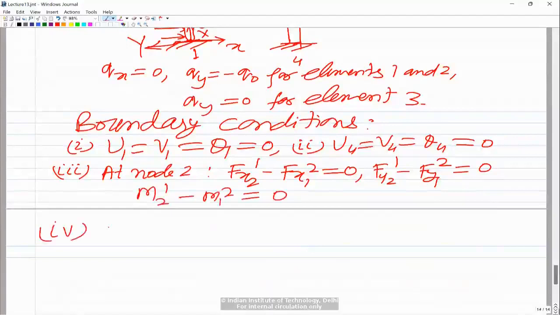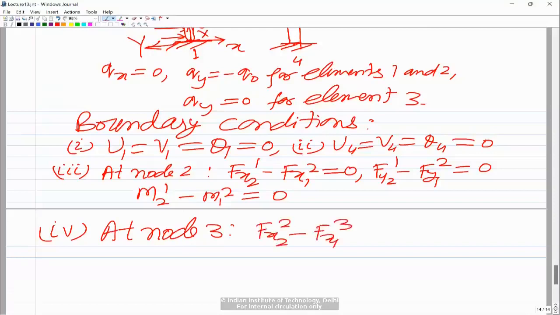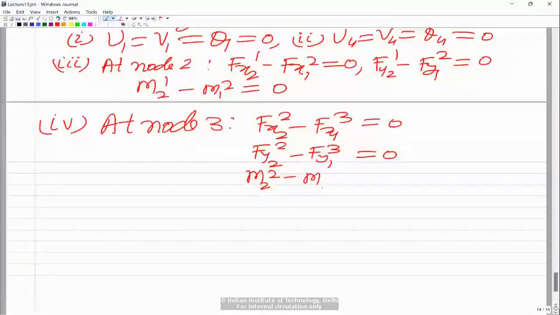And the last is at node 3. If you look at the internal loads, there would be contributions from elements 2 and 3, so fx22 minus fx13 will be equal to 0, and fy22 minus fy13 will be equal to 0. Superscripts are the element numbers, and they are 2 and 3 because at node 3 elements 2 and 3 are connected. And m22 minus m13 will be equal to 0. So these are the boundary conditions. So this is how you will be solving these problems.